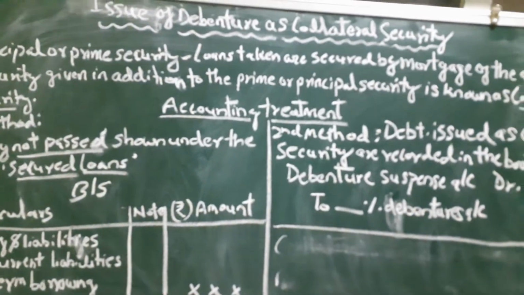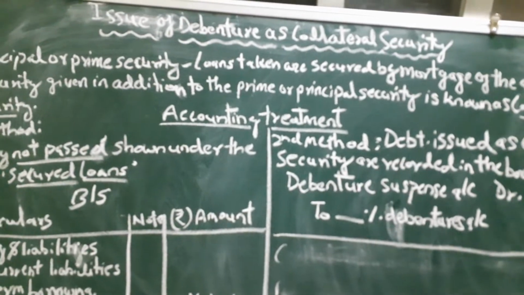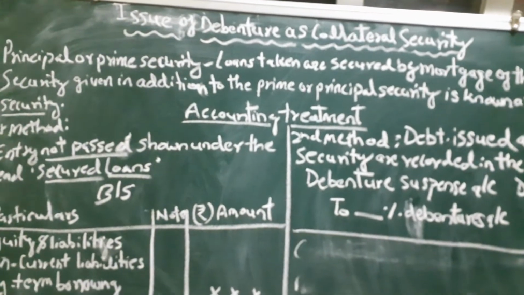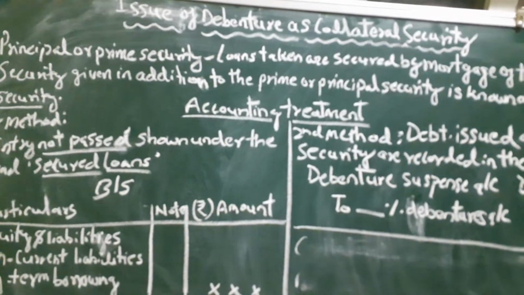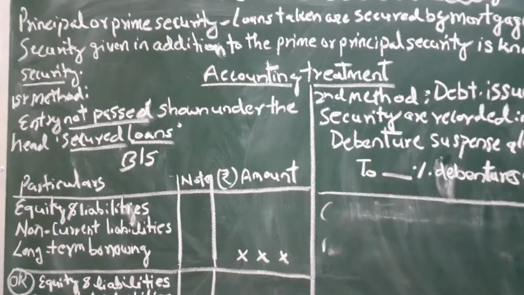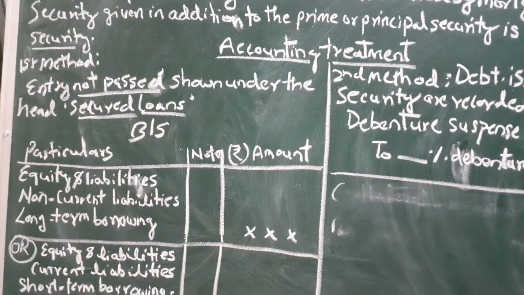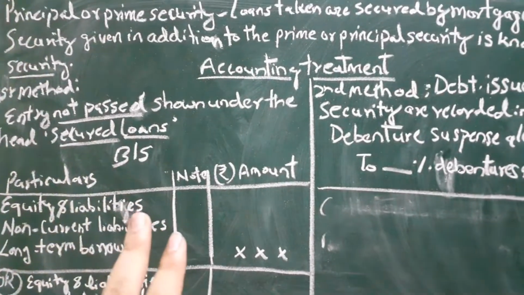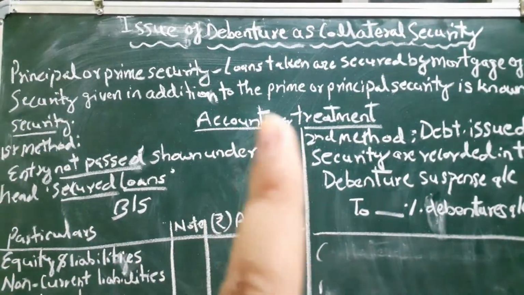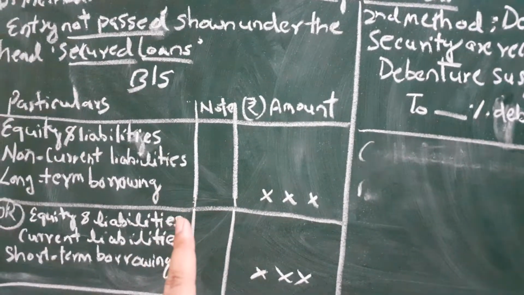Now, in case the company fails to repay the loan as demanded by the lender, the lender may exercise its right towards the debentures issued as collateral security. So, what is the accounting treatment? Basically, we have two methods. The first method says you do not pass any entry. Under that method, the debentures are usually shown under secured loans. I have made a balance sheet here.